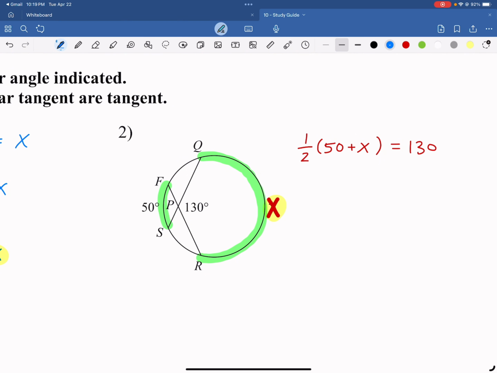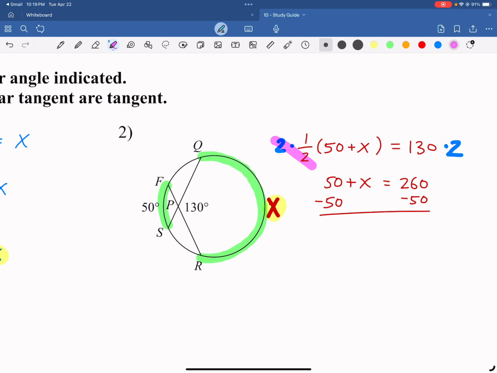And so let's get rid of this fraction by multiplying by 2 on both sides. What that'll allow us to do is these cancel. If we distribute 1 and 1, that doesn't really change anything. So let's just write it as if it goes away. So that's just going to become 50 plus x is equal to 130 times 2 is 260. Well, at this point, just solve it like a regular equation. These two cancel. You're going to be left with x equals 210 degrees.